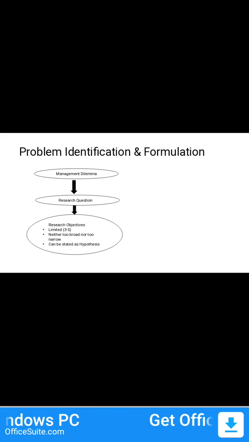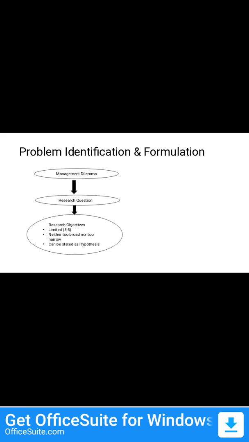Once we have decided the research question, which of course is based on the management dilemma, we will have to further break this research question into various research objectives. So this is going to be the next thing that you'll do. You will have to break down the research question into research objectives, but while doing this you have to keep in mind that the research objectives should ideally be somewhere between 3 and 5. They should not be less than 3 and should not be more than 5.